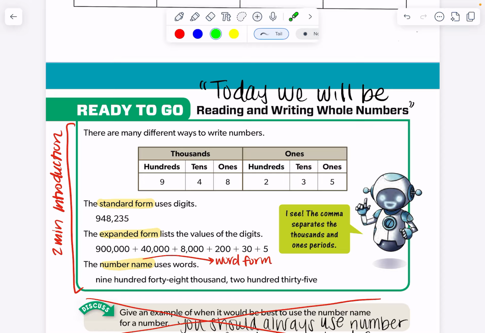And then the last form, in this lesson, they call it the number name, but in Eureka, we know it as word form, is how you would write the number using words. So 948,235. Okay.